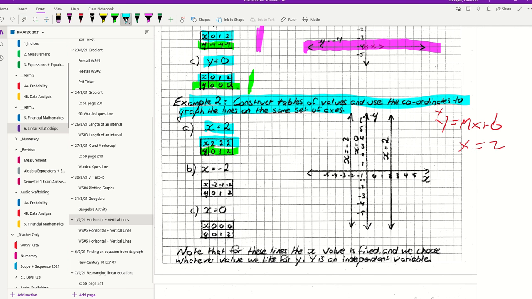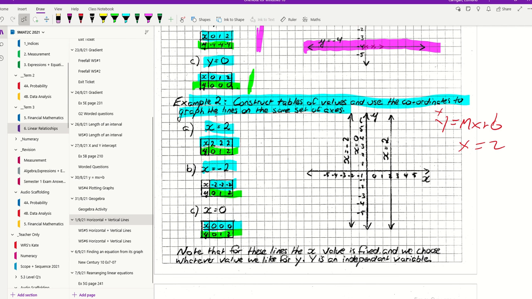We'll do the rest of the table of values first. When we get down to this next one, x equals minus 2, so all my x's can be minus 2. For the y's, I can choose whatever I want, so I'm just going to keep choosing easy things, 0, 1, 2. And finally, when I've got x equals 0, I fill in 0 for all my x's. There's no rule for the y, so I can choose whatever I want, independent, 0, 1, 2.